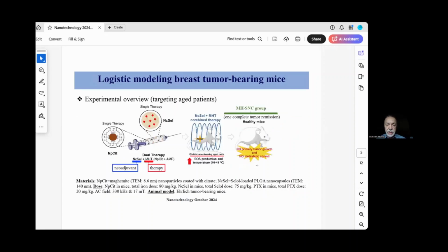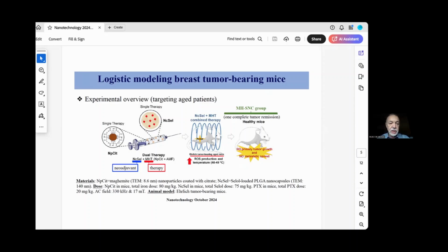So here is the animal model we use. We use female aged mice, and we implant tumors in the breast of the female mice. Besides implanting the tumor, we started the treatment of the animals 2 days after the implantation of the tumor.